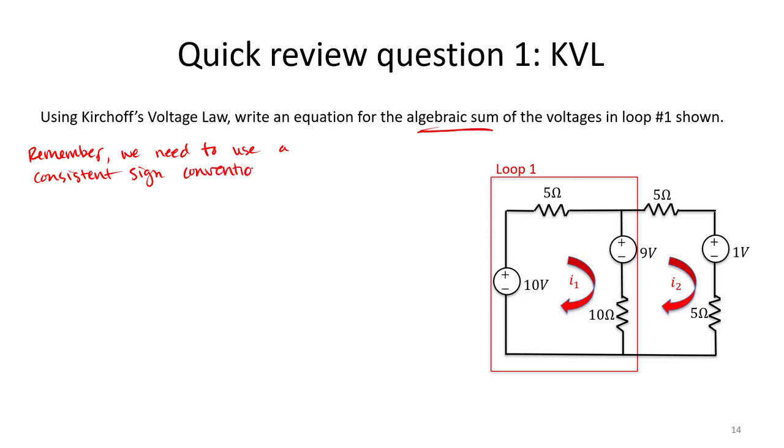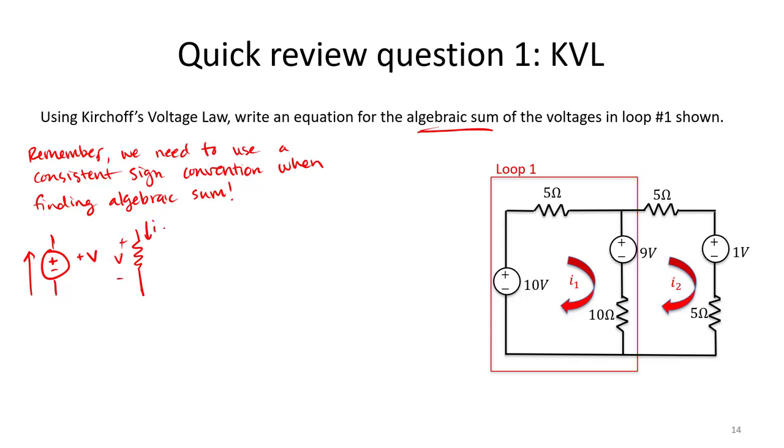So we need to use a consistent sign convention when finding the algebraic sum. Remember, if you like to follow the bank account conventions that I like, I treat walking from negative to positive in the source to be a voltage gain. If I am going across a resistor in the same direction as my current, then I will treat this as a voltage drop because I am losing volts.